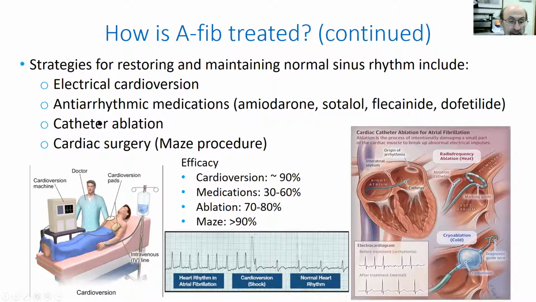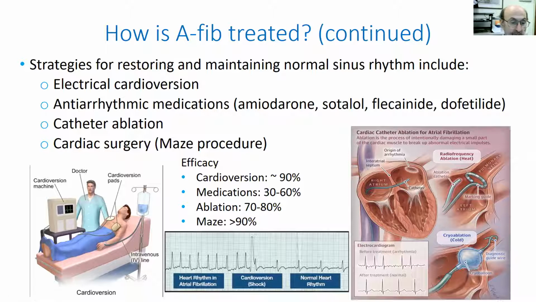This is a fairly common procedure in which we go into the heart with catheters through the vein. It's not an open heart procedure. We're able to localize the area in the heart where the atrial fibrillation originates from, and we can deliver high frequency energy waves to that area of the heart, essentially creating a scar there. That is a pretty effective way of eliminating the atrial fibrillation. The ablation is effective 70 to 80% of the time in restoring and maintaining sinus rhythm.